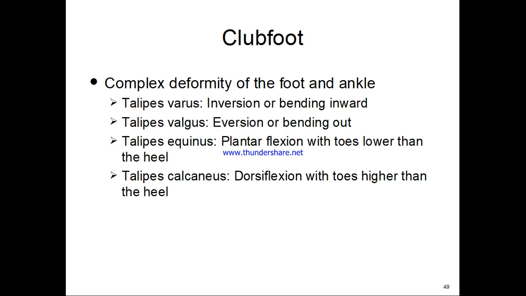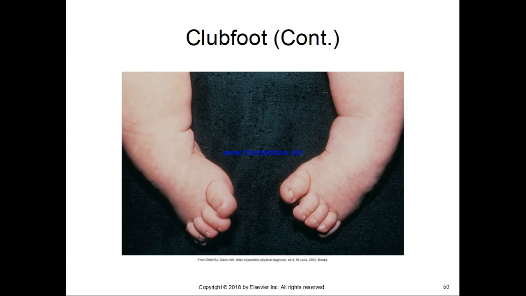Clubfoot. Clubfoot is a complex deformity of the foot and ankle. And you don't need to memorize all of these terms here, but just be aware that it can involve inversion or bending inward, eversion or bending out. It can involve plantar flexion with the toes lower than the heel, or dorsiflexion with the toes higher than the heel. And these are all deformities at rest. So here we have the first one there with the inversion.